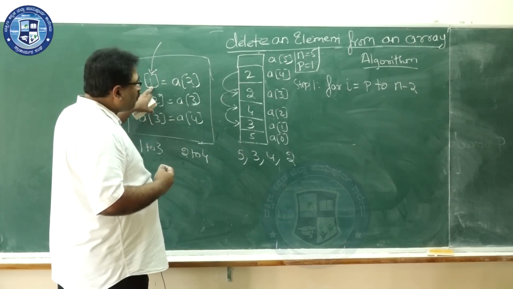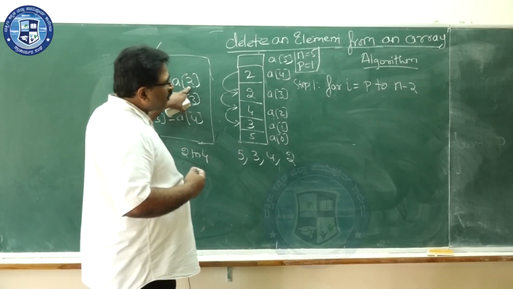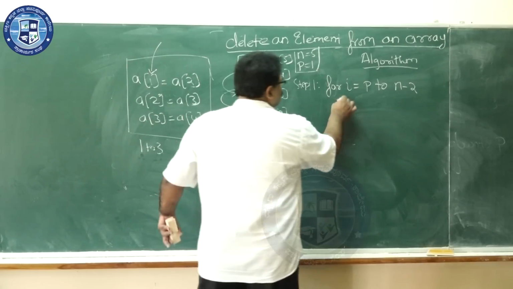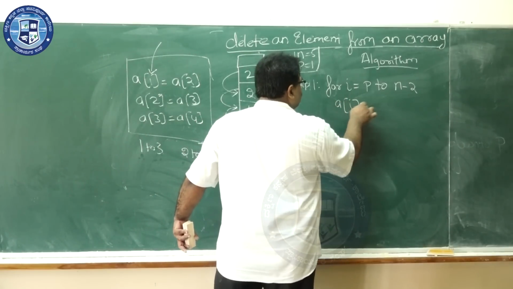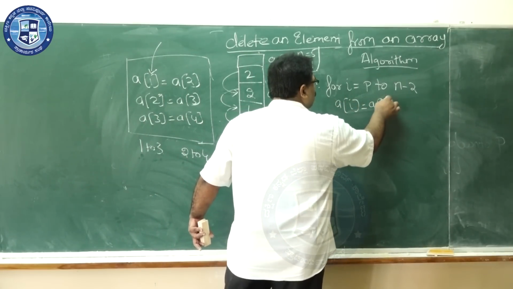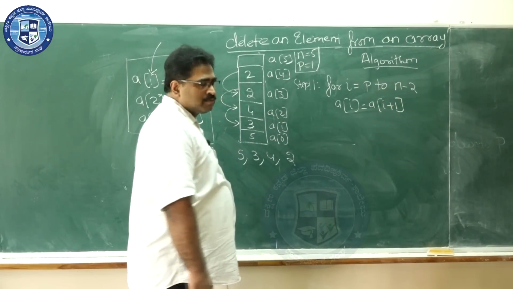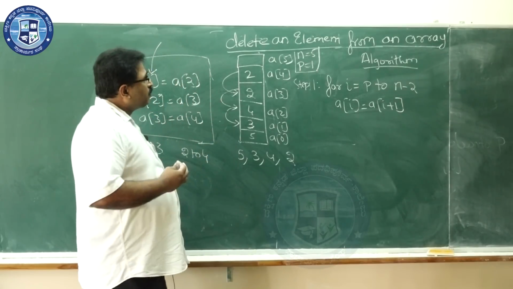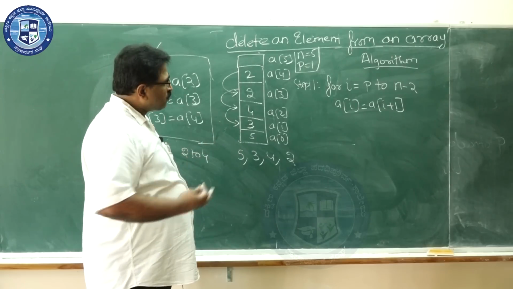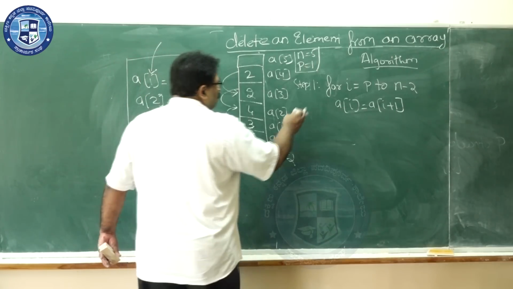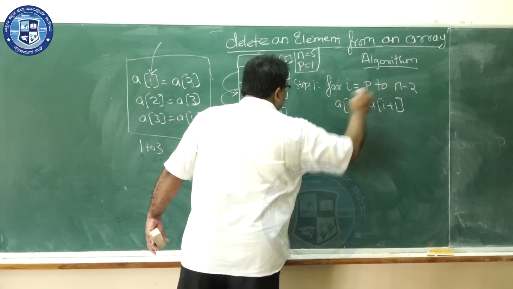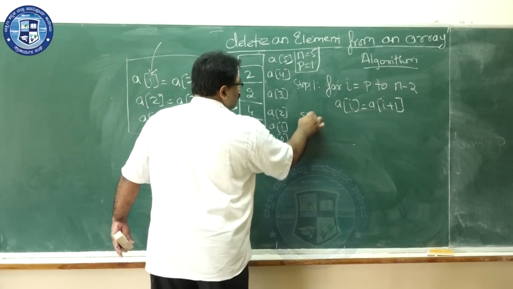Now if this is A of I, what should be this one? A of I plus 1. So you have A of I is equals to A of I plus 1. This is your first step. If you compare it with the insert, this was the first step. But the change is in the loop and the order.